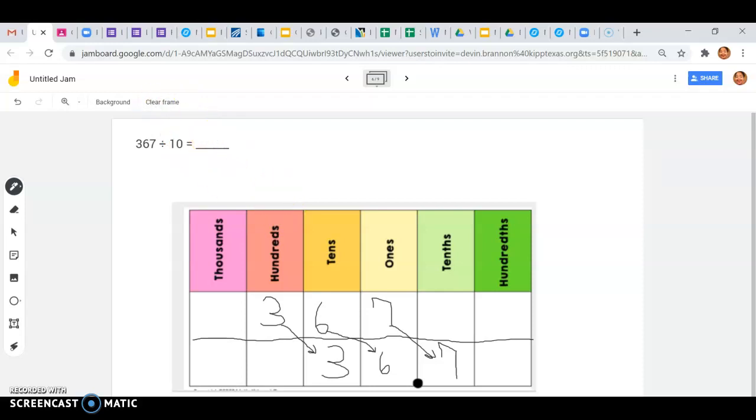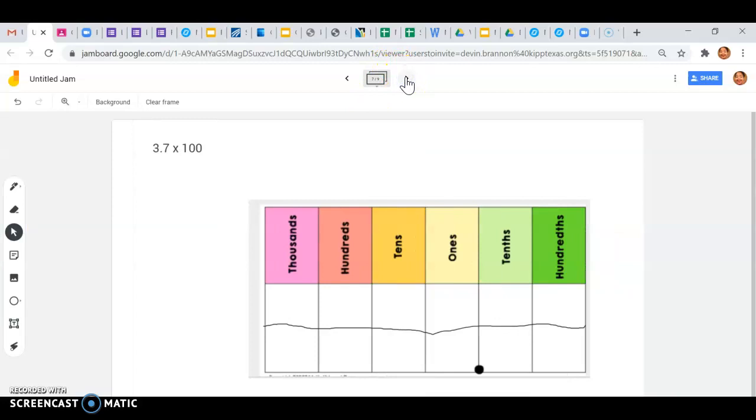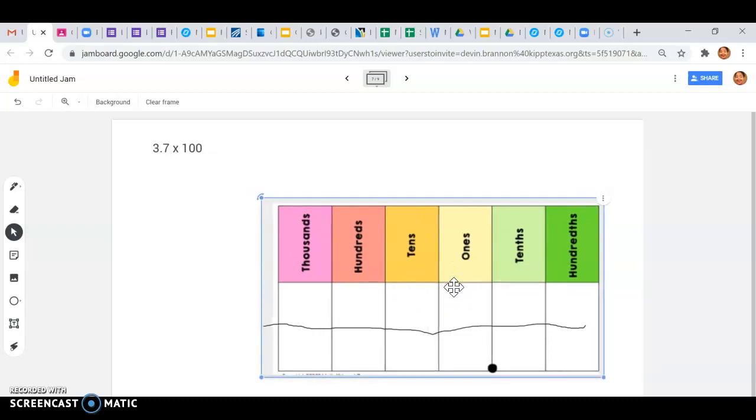So then our final answer is going to be 36 and 7/10. Okay, 36.7. Well, what happens, say, if we're multiplying, right? Well, we said that if we're moving to the right to divide, then we're going to be moving to the left to multiply because we're going to make that number bigger. So we're going to plug in 3 and 7/10 into our place value chart.